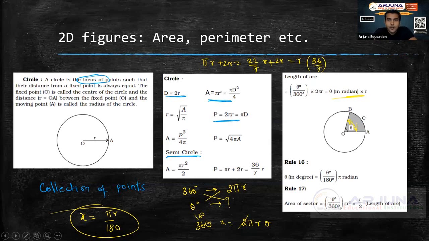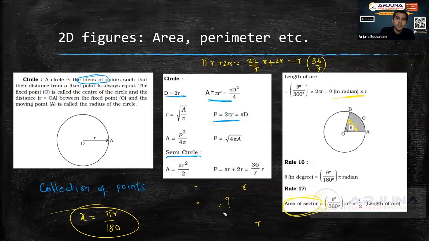Okay, so what is the area of the sector? We have given area of the sector also here. So what is that area of the sector? Again I will do the same thing for 360 degrees, for 2 pi r. So for 360 degrees, you have pi r square as the area.